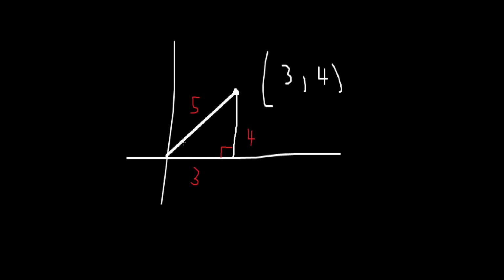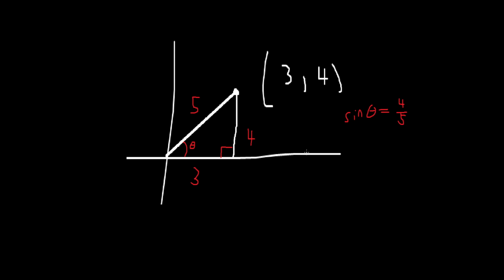Now, we also know that if we make this theta, we can say sine of theta equals opposite over hypotenuse, so that'd be 4 over 5. This is the point where normally we would stop because we know enough.